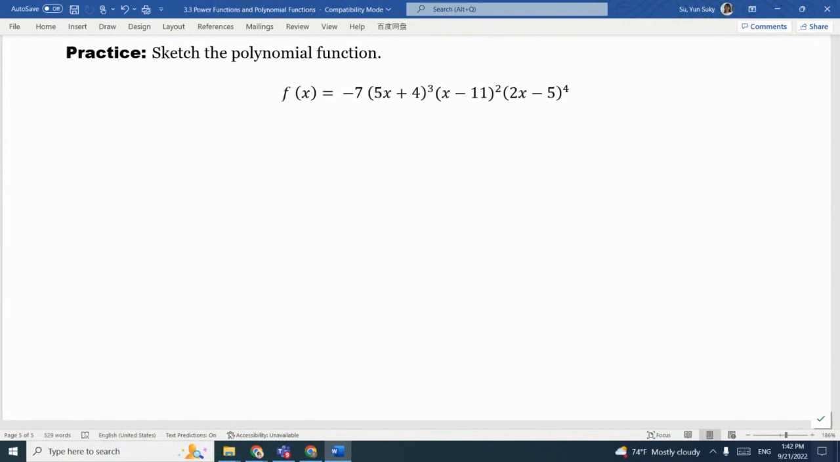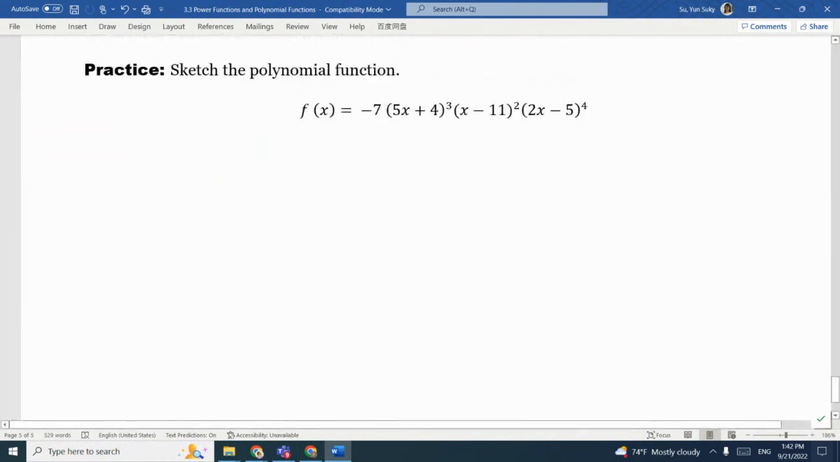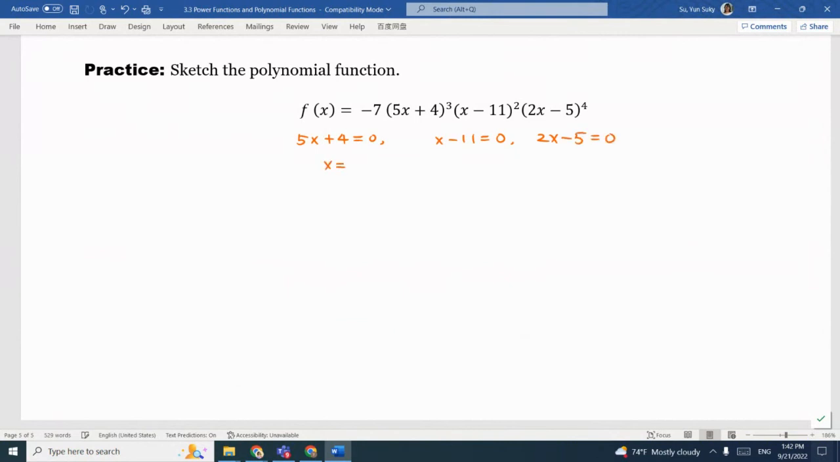So in the exam, you will have a problem like this one. What's the first step? Set factors equal to 0. So we have 5x plus 4 is 0, x minus 11 is 0, 2x minus 5 is 0. So what is x? Negative 4/5. And how about here? 11. And 5 divided by 2. Good.